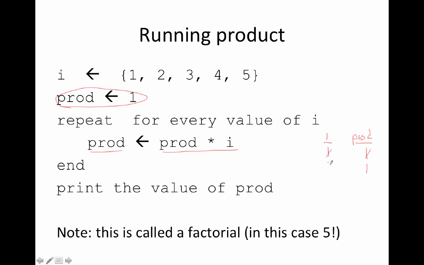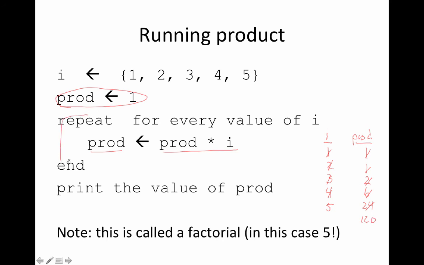Then I gets the value 2. Prod is going to be prod times I, 1 times 2 is 2. Then I gets the value 3. Prod is going to be prod times I, 2 times 3, or 6. Then I gets the value 4. Prod is going to be prod times I, 6 times 4, or 24. Then I gets the value 5. Prod is going to be 24 times 5, or 120.